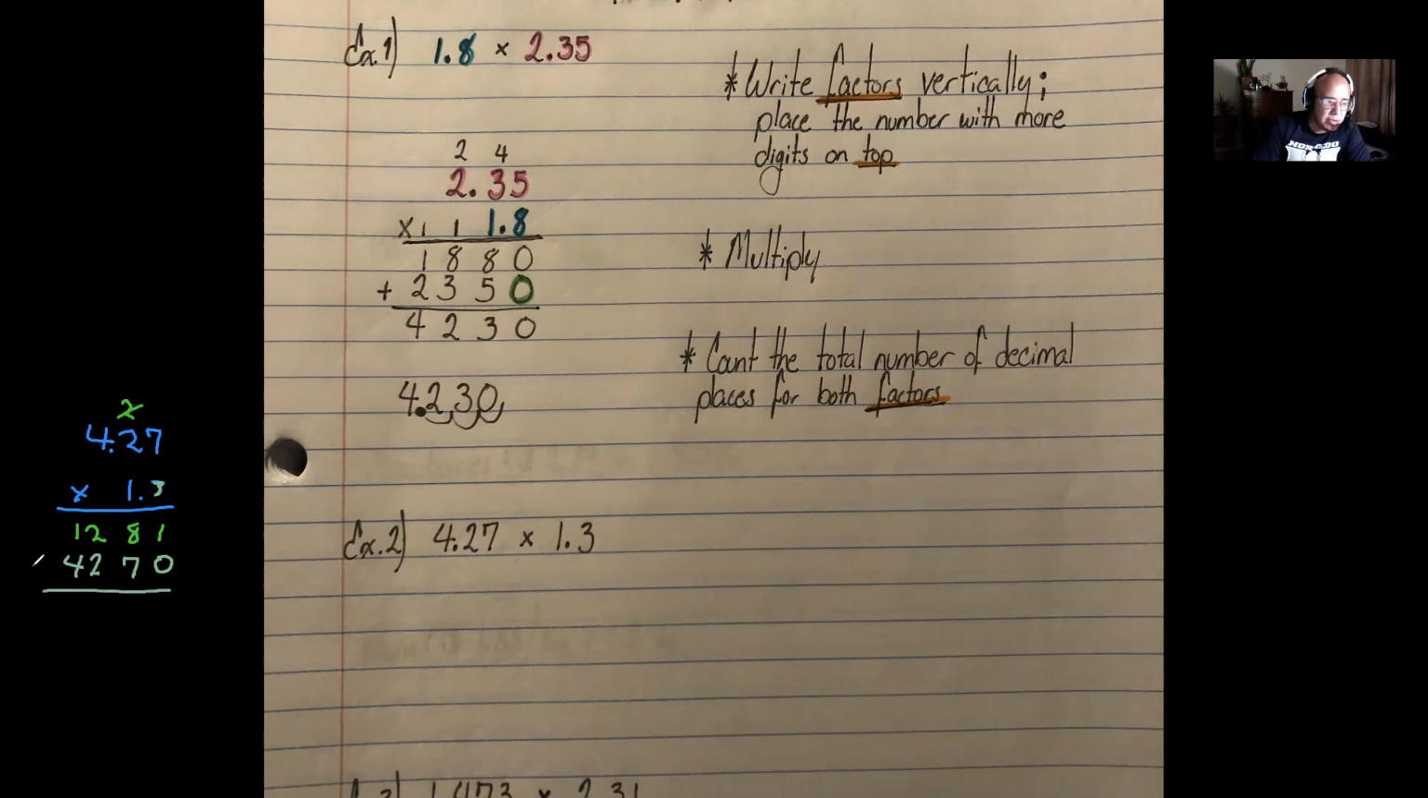Okay, now I'm going to add everything together. This is going to give me 1. 8 plus 7 is 15. 2 plus 2 is 4 plus 1 is 5. And then 1 plus 4 is 5 as well.